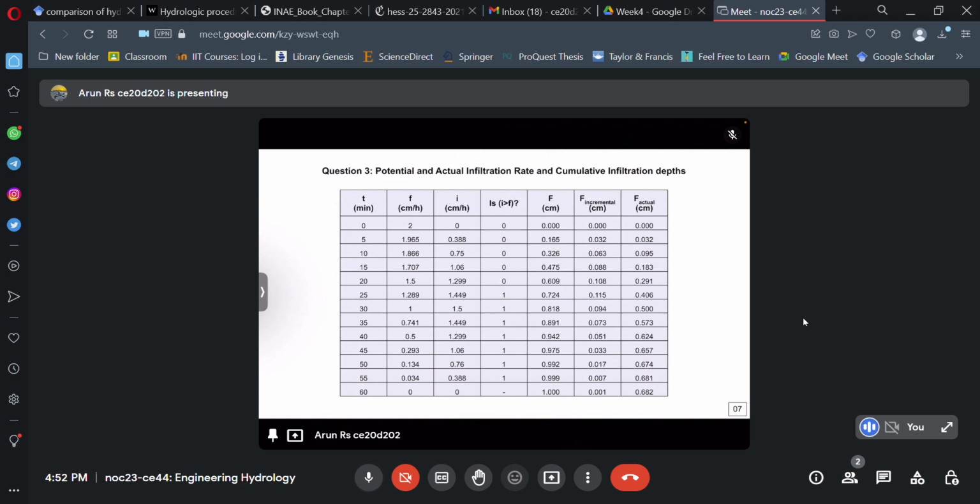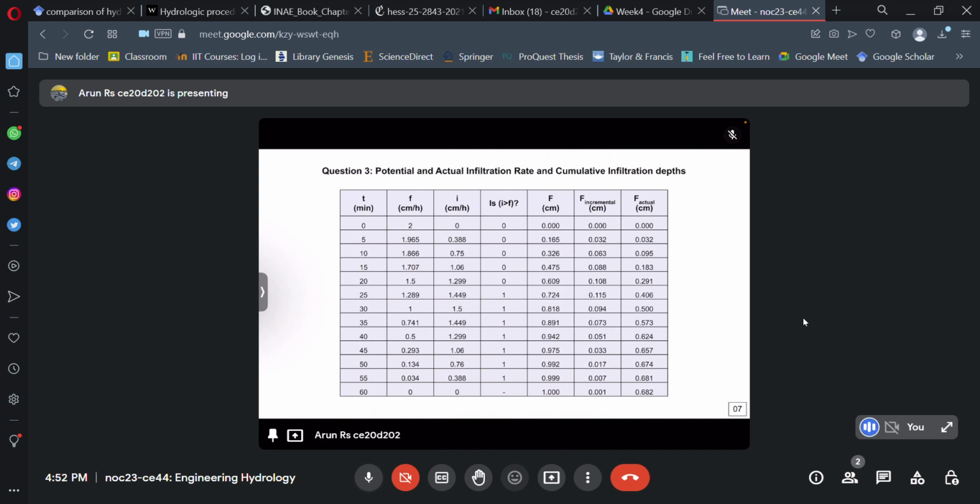So for the first 5 rows, your rainfall intensity is less than your potential infiltration rate, which means the rate at which the infiltration is happening, your small f, will be equal to i for the first 5 rows. For that we need to find the capital F, the cumulative infiltration depth, as i into delta t, which we discussed just before. This is case 1. Your first 5 rows correspond to case 1 and the remaining rows correspond to case 2.